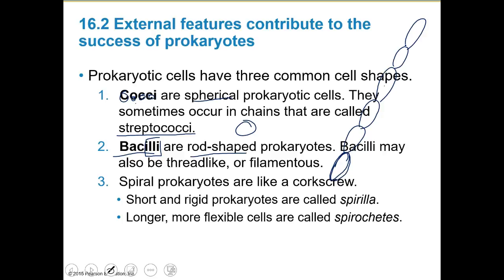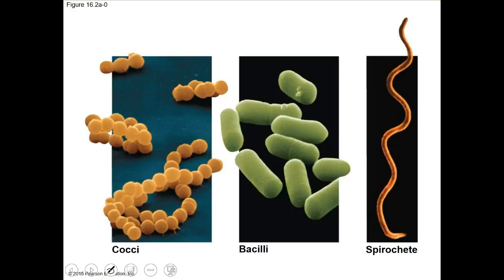but they have some spiral-shaped ones. So they have a couple of different names. If it's short and rigid, it's spirilla. And if it's long and maybe more flexible, we call it a spirochete. Okay? So we'll talk about those. We'll look at some things. So examples, much better pictures than I could draw.